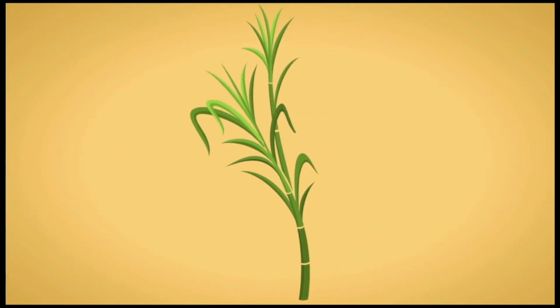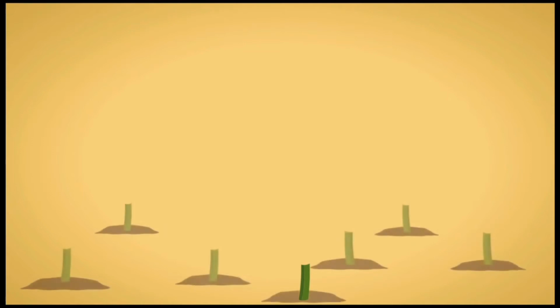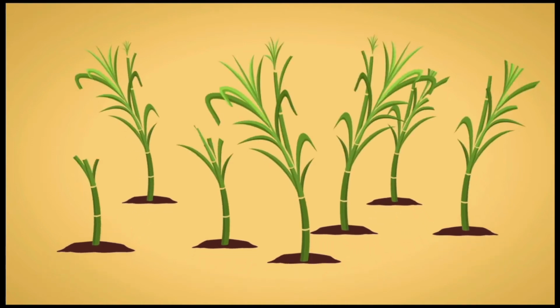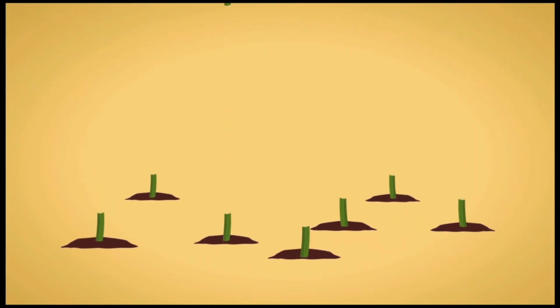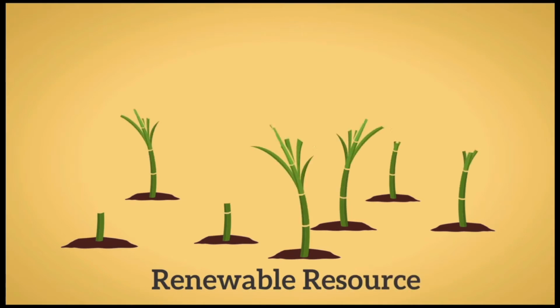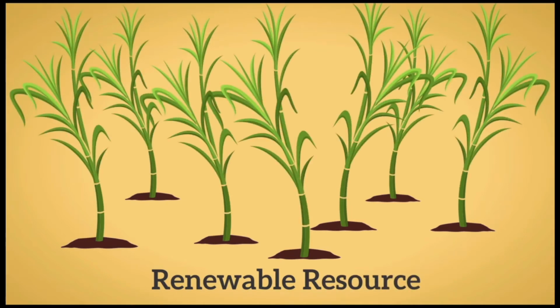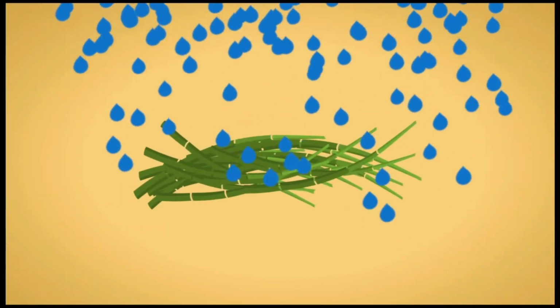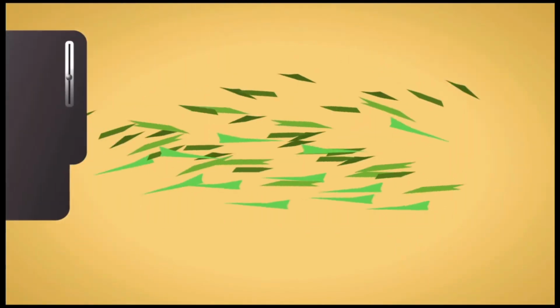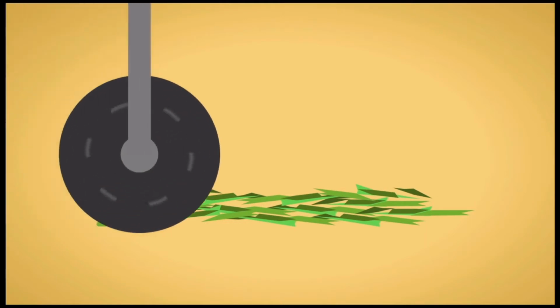When it is ready for harvest, the tops are removed, leaving the base stalks behind so they can grow into the next crop. Sugarcane is a renewable resource that doesn't have to be replanted to produce a new crop. After harvesting and transporting to the mill, the sugarcane is washed and cut into shreds. Next, huge rollers crush the cane really hard.